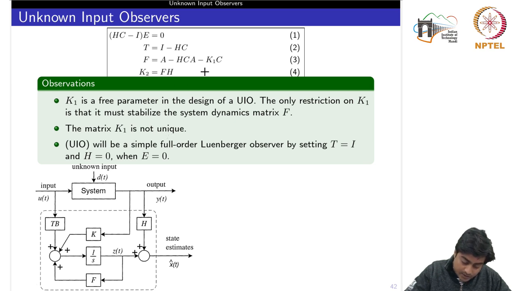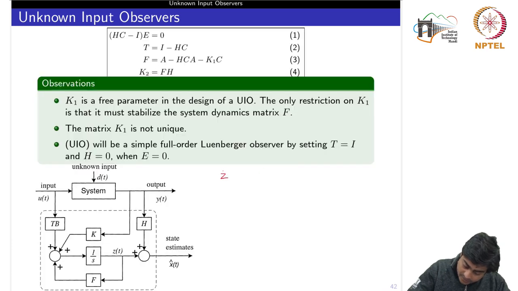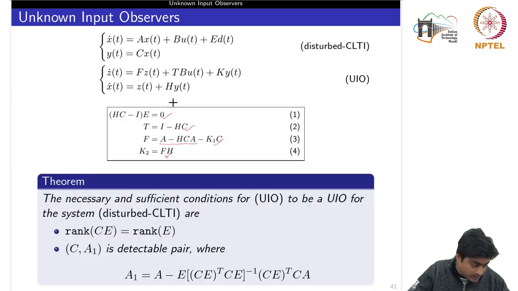Now the interesting part of this UIO is that it actually becomes a full order Luenberger observer if we substitute T is equal to I, H is equal to 0 and E is equal to 0, or under the absence of any disturbances. Okay, so this Luenberger observer we had seen earlier, we can see very quickly. So this is the observer. We have z dot is equal to Fz and x hat is equal to z plus Hy, right? So this is what we have as observer.